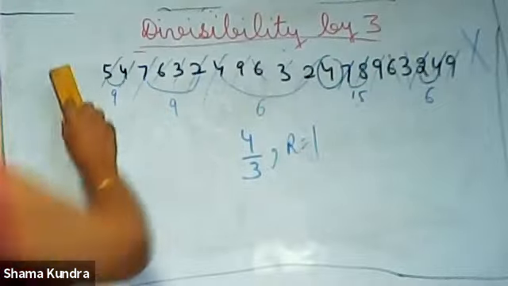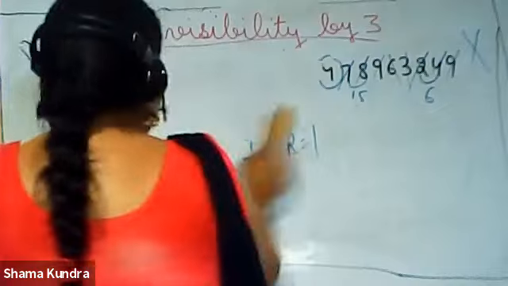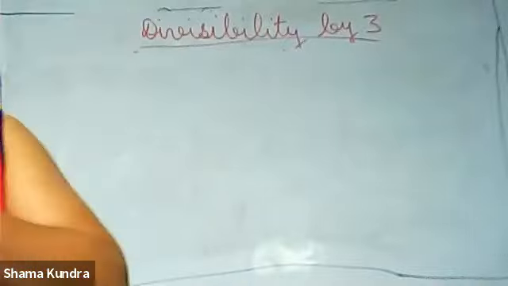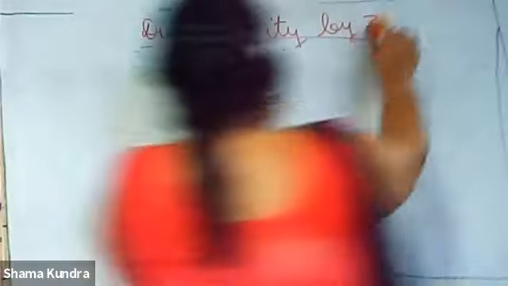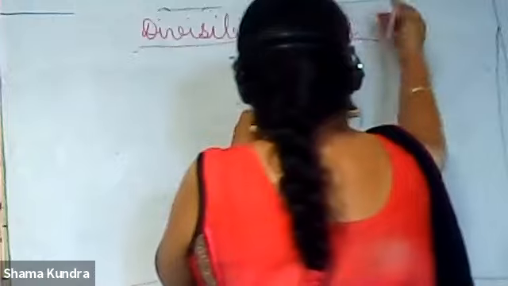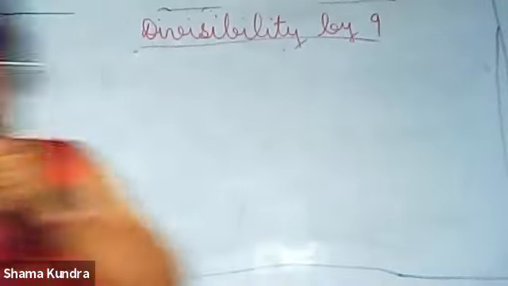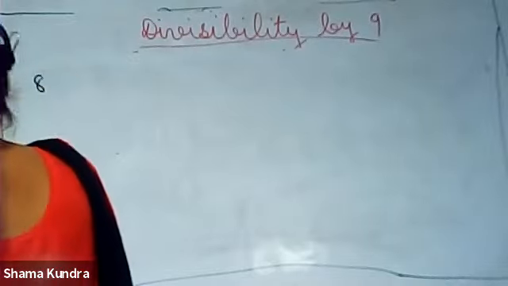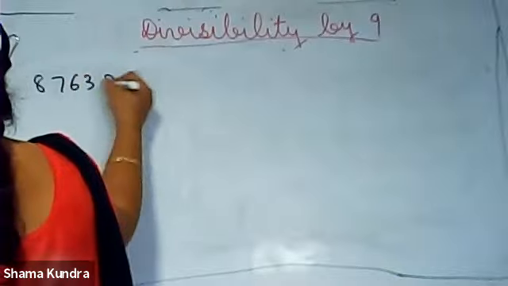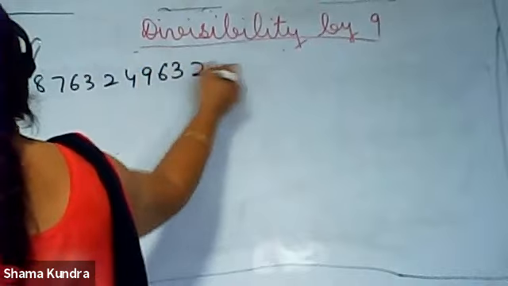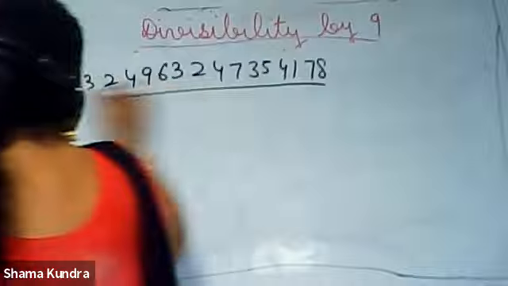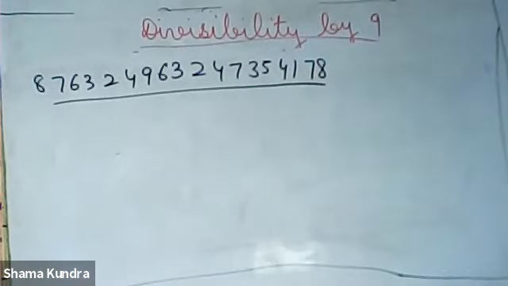Now the next rule is divisibility by 9. The divisibility by 9 rule is the same. For divisibility by 9, the sum of the numbers will be divisible by 9. For example, if I take one number 8, 7, 6, 3, 2, 4, 9, 6, 3, 2, 4, 7, 3, 5, 4, 1, 7, 8, and I have to divide this number by 9.